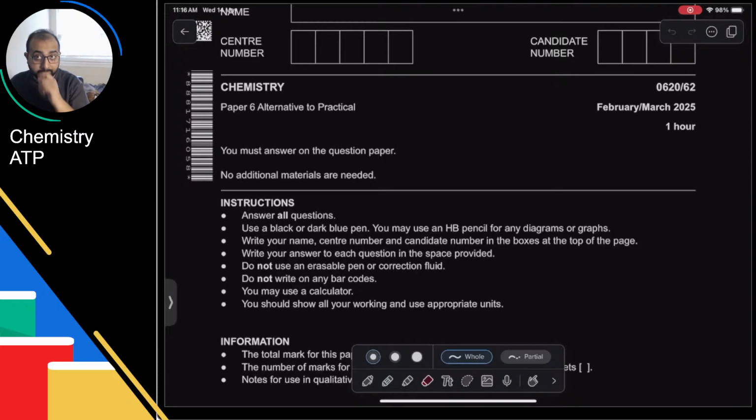What we're going to do today is we're going to go over this paper that I just received. This is Feb March 2025. Pretty recent, I guess. It's the most recent paper that we have had.